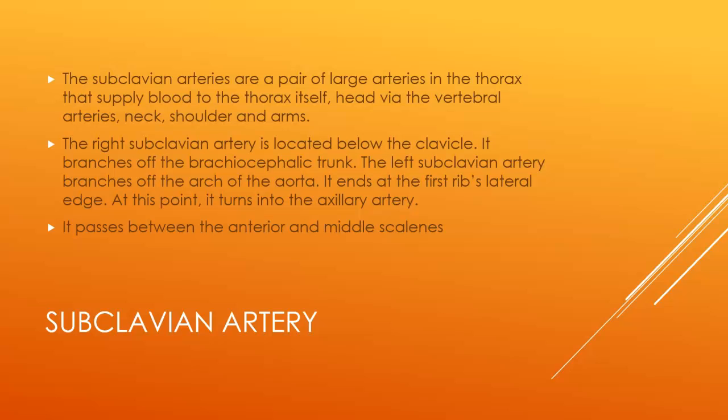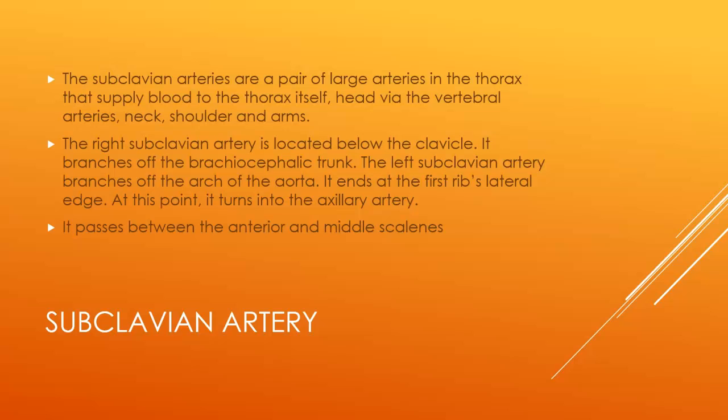So the subclavian arteries are a pair of large arteries in the thorax that supply blood to the thorax itself and the head via the vertebral arteries, neck, shoulder, and arms. The right subclavian is located below the clavicle. It branches off the brachiocephalic trunk that we talked about. The left subclavian artery branches off the arch of the aorta and ends at the first rib's lateral edge, and at this point it turns into what's called the axillary artery.